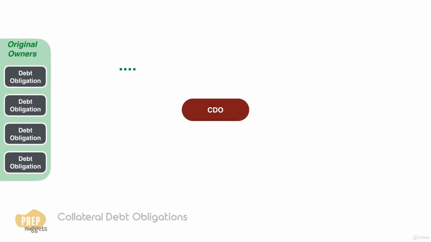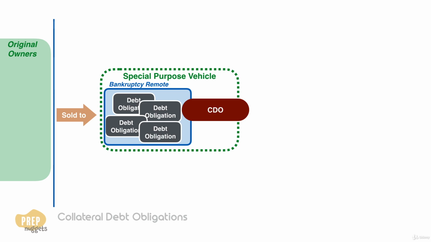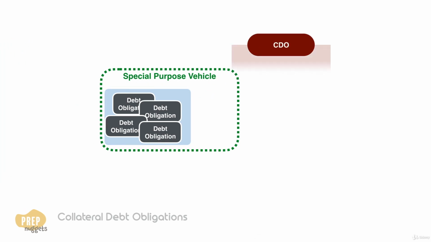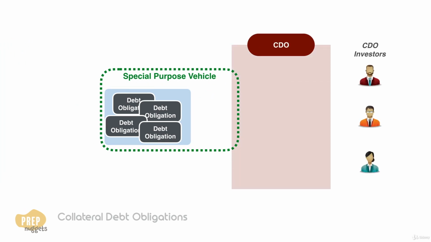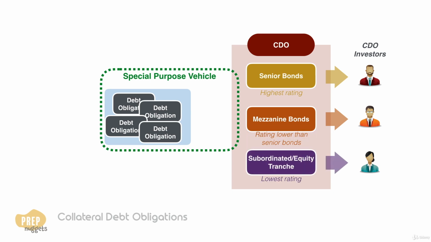To create a CDO, a special purpose vehicle should be created such that the assets are bankruptcy remote from their original owners. The funds to purchase the collateral assets for a CDO are obtained from the issuance of debt obligations. CDOs usually issue three classes of bonds: senior bonds, which have the highest credit ratings, mezzanine bonds with ratings lower than the senior bonds, and subordinated bonds, which are sometimes called the equity or residual tranche.